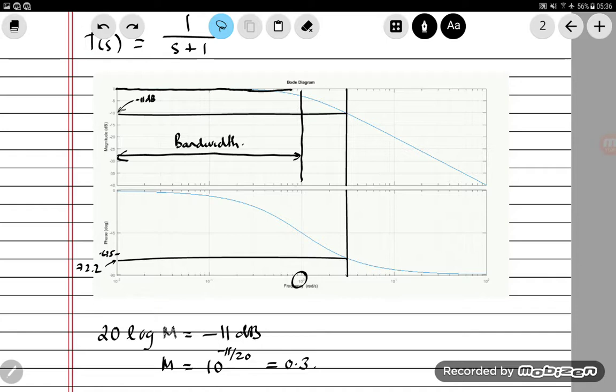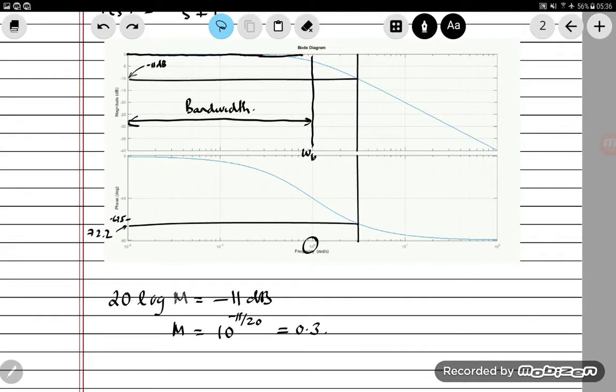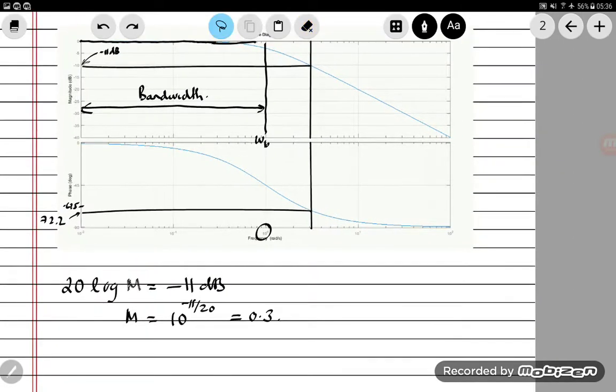Alright, and this maximum frequency at which the output tracks the input quite well is called the break frequency. Let's give it a subscript B, omega B. So after this break frequency, the output starts falling because the amplification factor gets smaller than 1. So your output starts falling.